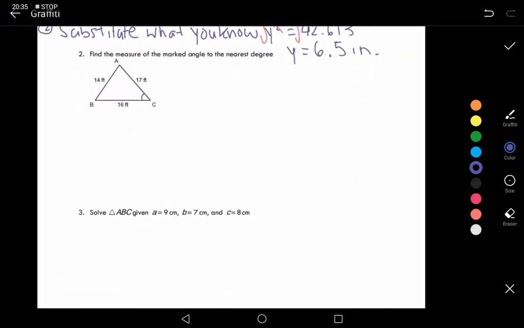It says, find the measure of the marked angle to the nearest degree. So again, nearest degree means whole number. We can see here that we have all three side lengths, right? We have A, B, and C. The angle marked there is angle C, so that is the one that we are going to try to find. So again, the first thing we're going to do is write out our equation. Our equation is going to look like this.